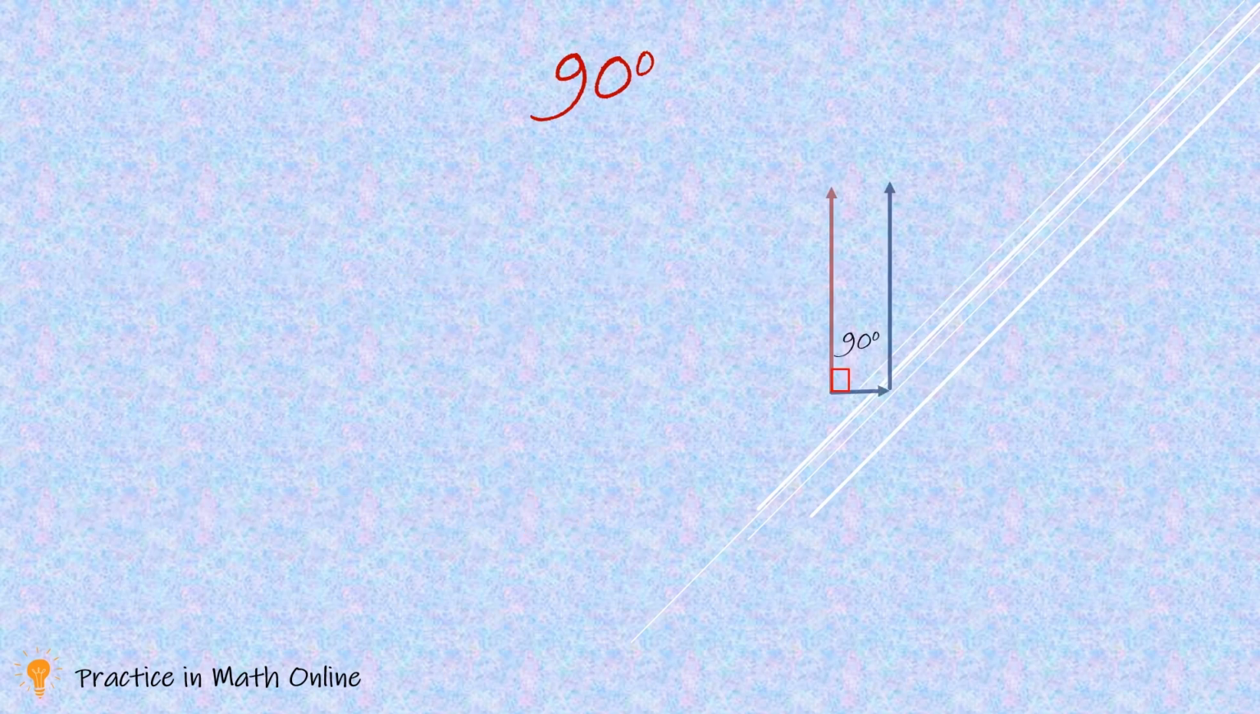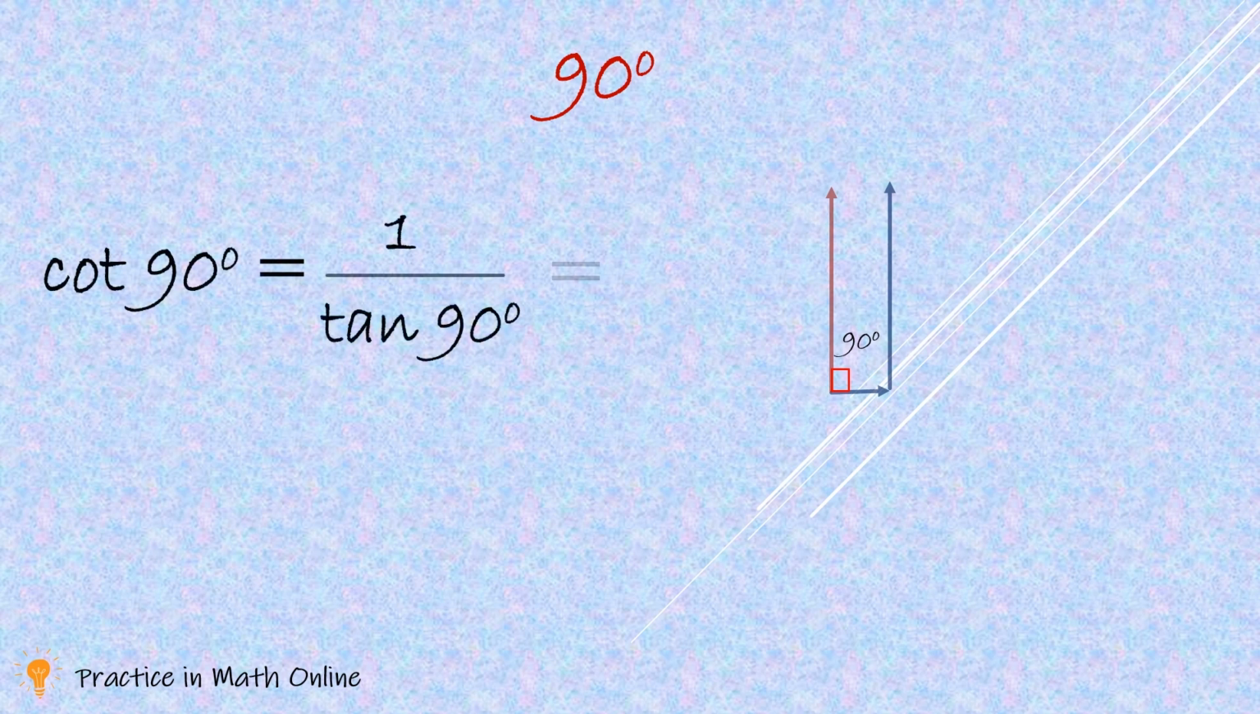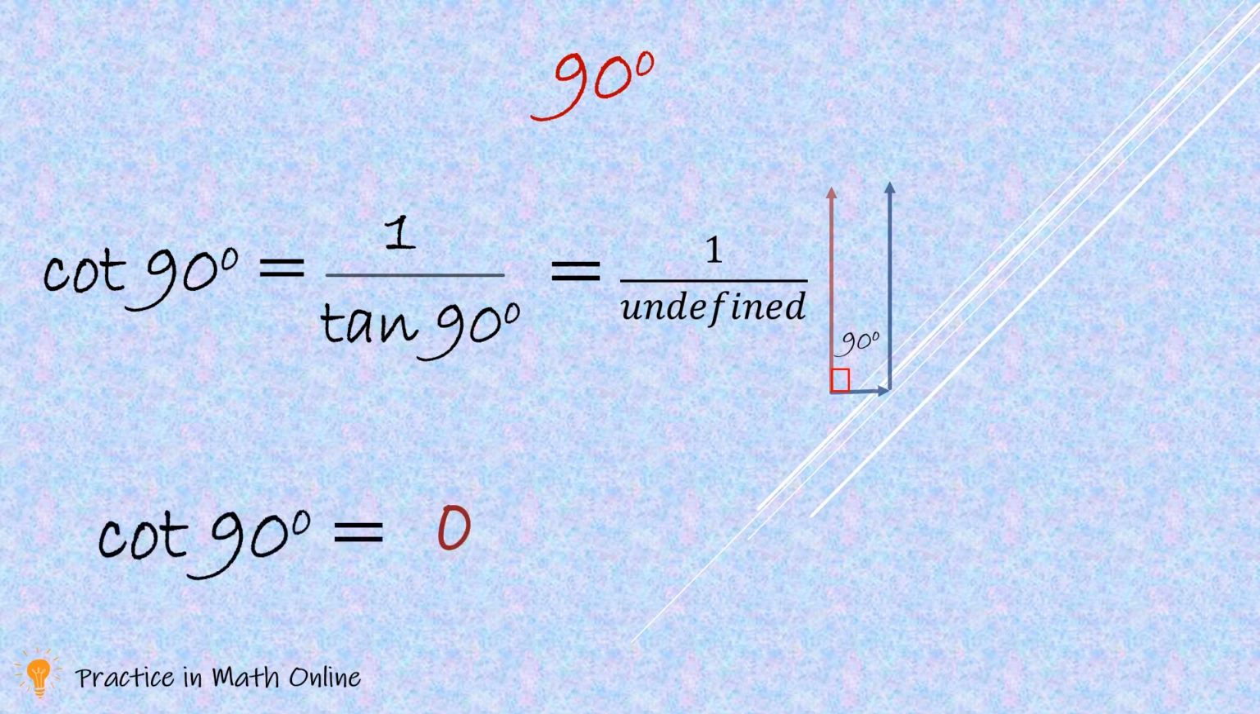And the last is 90 degrees. Cot of 90 is 1 over tan 90, and tan 90 is undefined. Undefined as in it's a very large number. So 1 divided by something that is very large will always tend to 0. So cot 90 is 0.